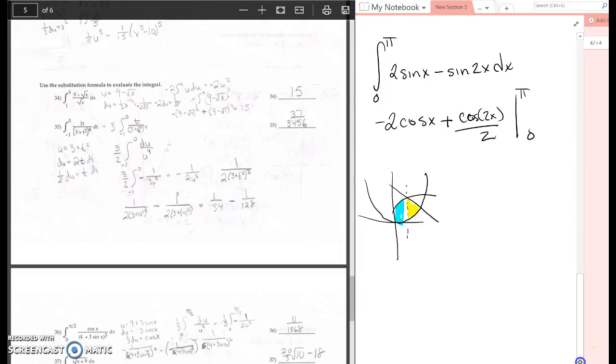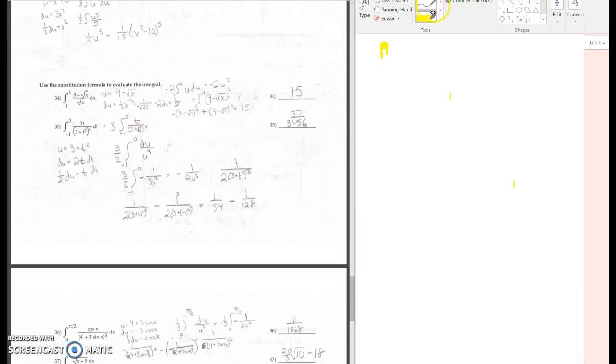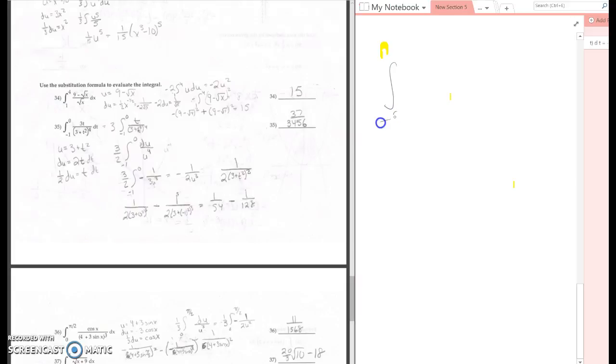Okay, 35. So it's asking for the integral from -1 to 0 of 3t over (3 plus t squared) to the 4th, dt. Your u here is exactly what you said it would be. u equals 3 plus t squared, so du equals 2t dt.